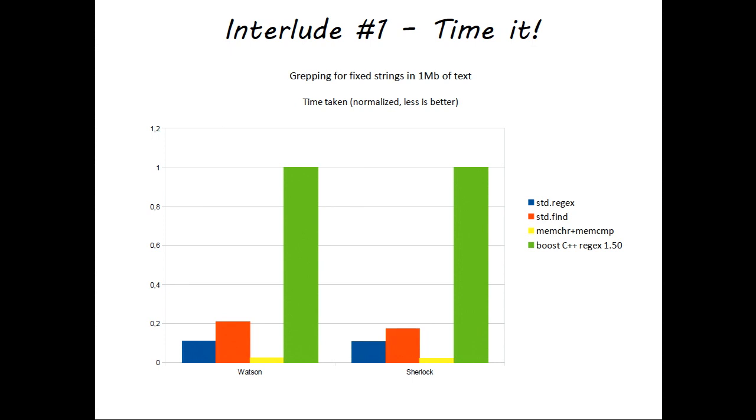It's kind of undecidable, right? Why are regular expressions on par with generic search? And why does Boost C++ regex take so long?